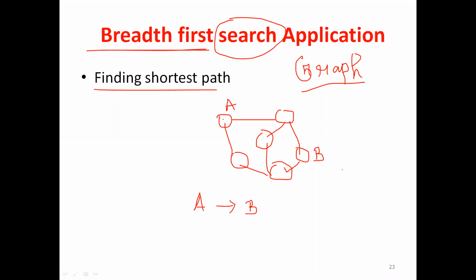If we want to reach from A to B, what is the shortest path? Because there may be multiple paths. I can go this way also, I can go this way also. Here there are possibly two ways only, but there may be multiple ways. If I want to reach a particular node quickly, the distance should be less, the traveling distance should be less. So I can find the shortest path using breadth first search.